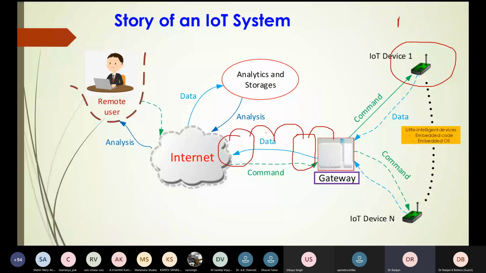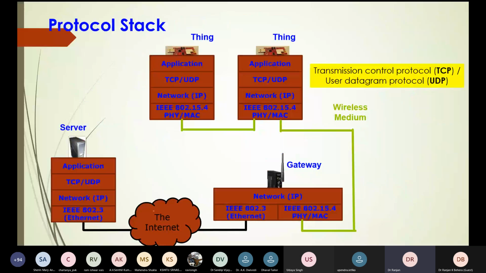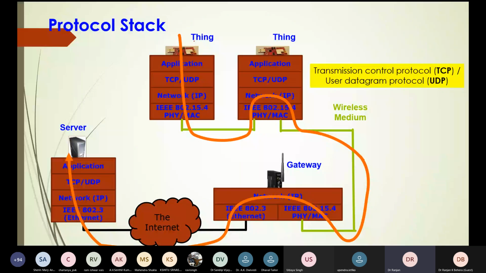And this is the protocol of the complete unit, that starts from the things, then a wired or wireless medium through a gateway. There are many gateways and routers available. From the router to the internet, to the server or your cloud. Then what is the driving force?